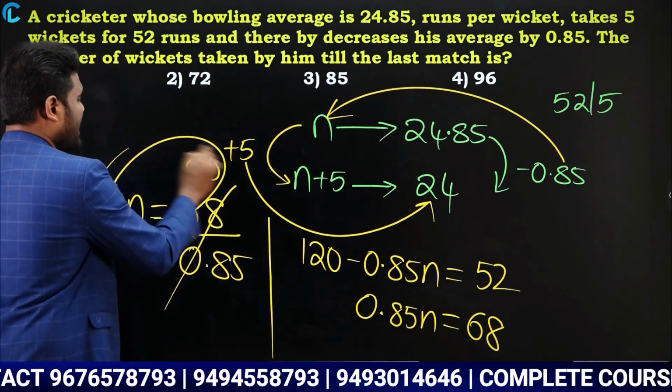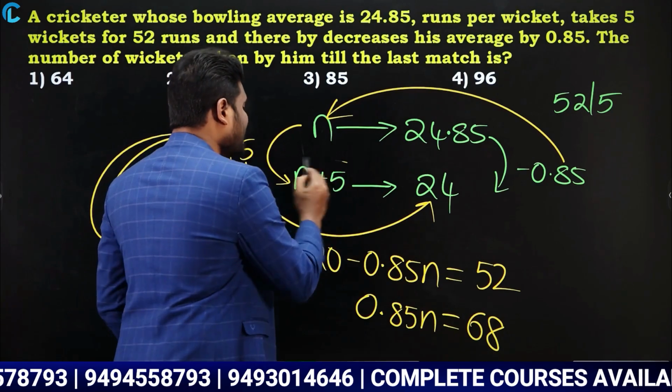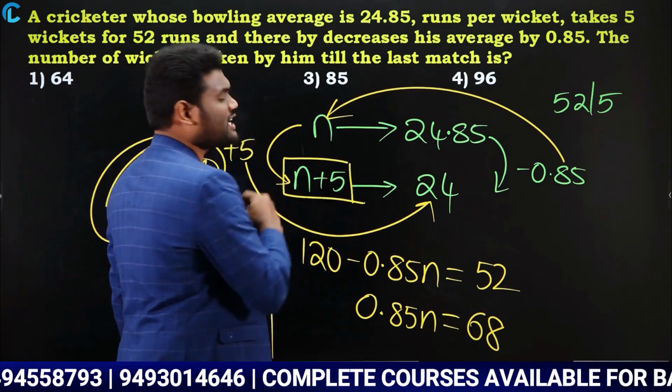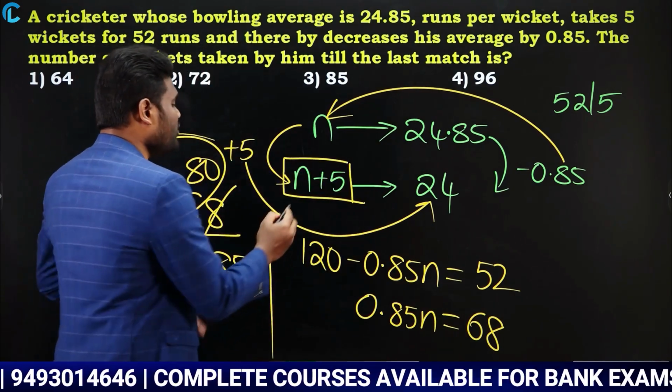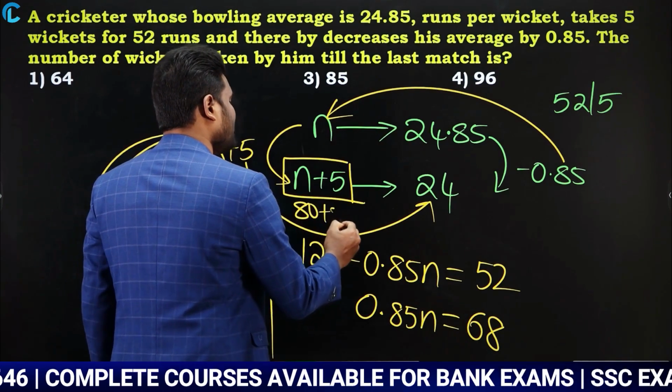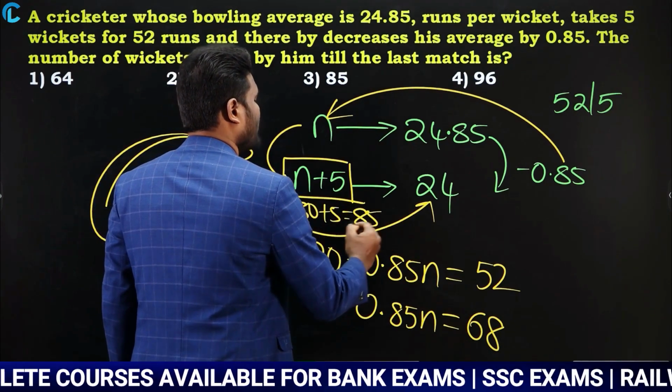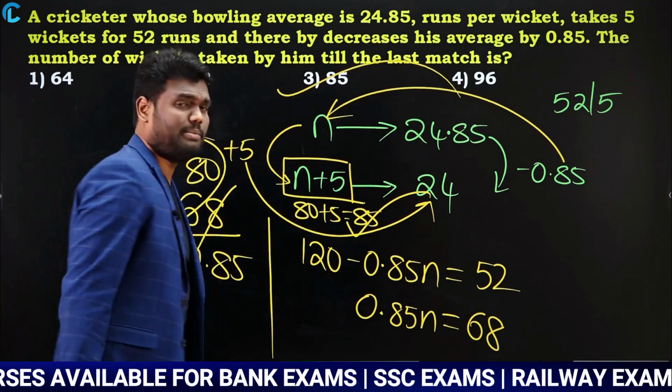If the n value is 80, what is your question? Number of wickets taken till last match. Till last match means n plus 5. If the n value is 80, it is going to be 80 plus 5, which is 85. Okay, so the answer is going to be 85.